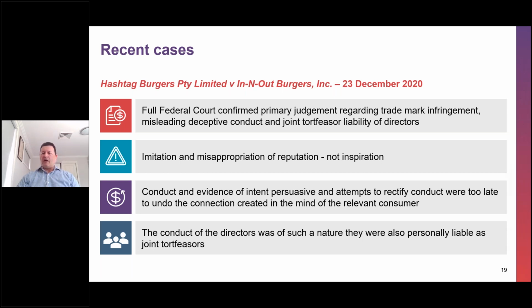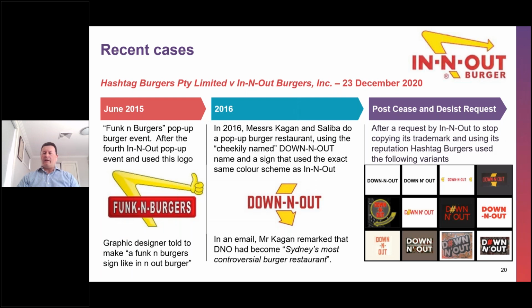So looking at the next slide, we'll just give you a bit of a feel for why the conduct was deemed to be misleading and deceptive, and why they were eventually found to be joint tortfeasors. So in 2015, Funkin Burgers, as it was then known, and run by individuals, Messrs. Kagan and Saliba, as sole traders, or in partnership, I should say, had a pop-up burger event. And this event took place after In-N-Out had already had 4 pop-up events of their own. And you can see the In-N-Out Burger trademark in the top right-hand corner of the slide there, very distinctive with its yellow and red colours and dynamic arrow logo.